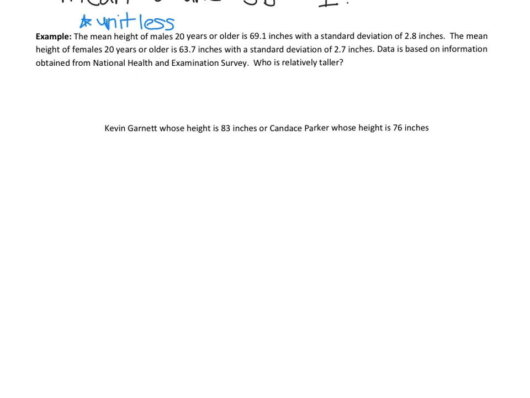When we see the words relatively taller, we know who's taller, but relatively taller means we are talking about a z-score. We're going to be comparing z-scores. Whoever has the bigger z-score is farther away from the mean, so they're relatively taller. Okay, so let's calculate each of the z-scores and then compare them.